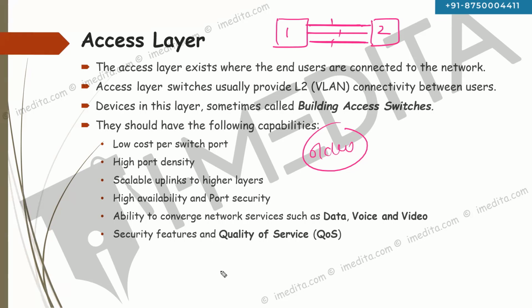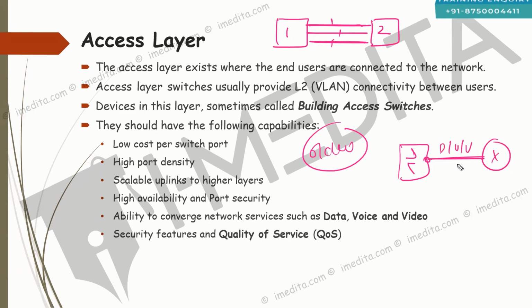But nowadays, we follow this concept of converged network, where we do not use multiple cables to carry the different types of traffic. In the converged network, the same cable, the same link is going to carry the traffic for data, voice, and video. So we should not be required to connect like 3 switches, one for data, one for voice, one for video.